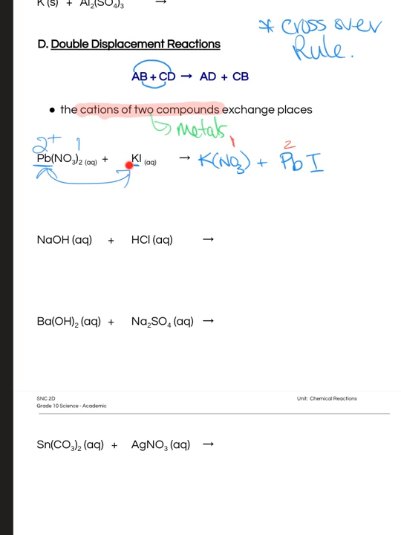Or I could use my periodic table right now to figure out that potassium is going to have a charge of 1, and iodine has a charge of -1. So I'm going to cross these over. Now this is going to look like KNO3, nothing changed here, plus, I'm going to cross these ones over. Lead, iodine, and there needs to be a 2 on the iodide.